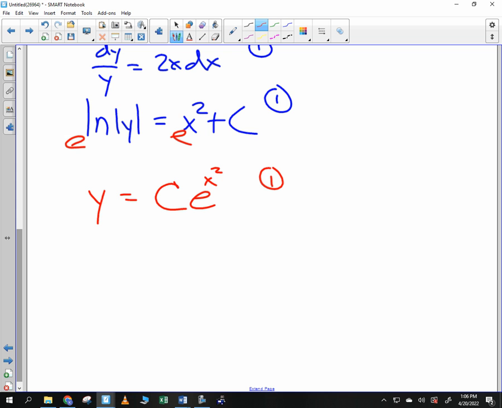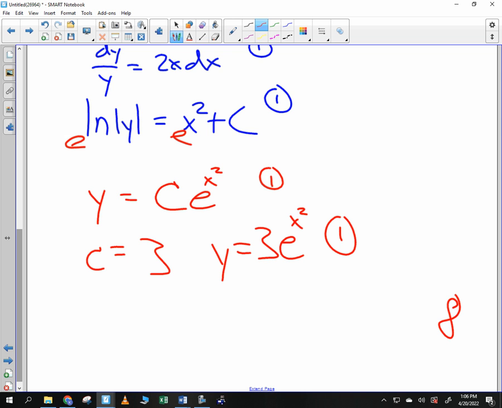And then I find the condition, you should get c is equal to 3. And so you should get y is equal to 3 e to the x squared. And so that would be another point. That's a total of 8 on that page. Decide how many you should get.